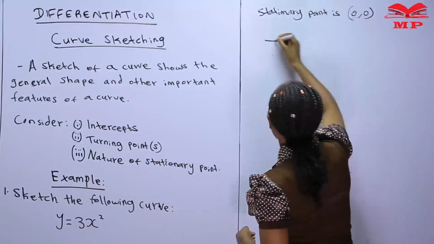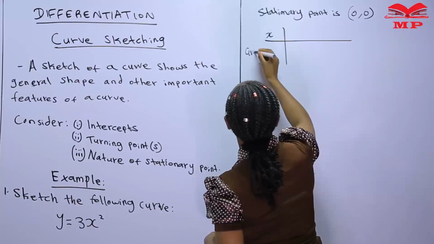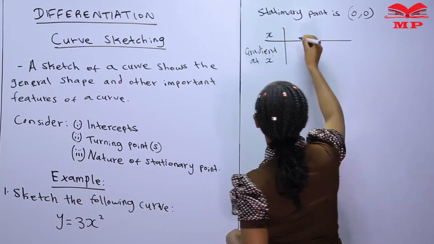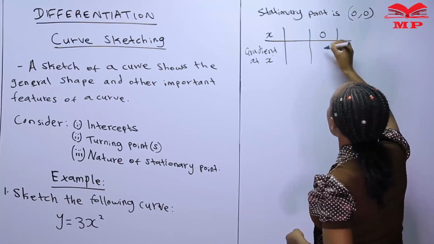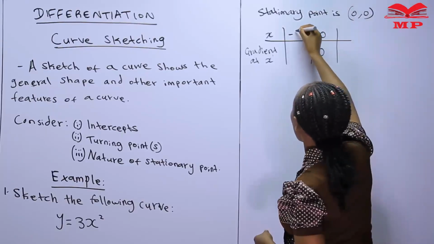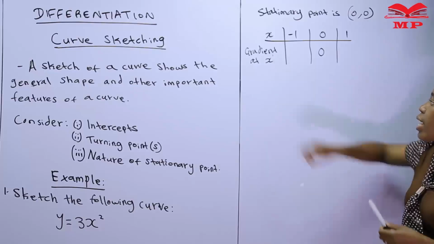So we just come and get the values of x, then the gradient at x, so that we can see the nature. When the gradient is 0, our x is 0. So we get a point towards the left and towards the right, and we get the gradient at x.